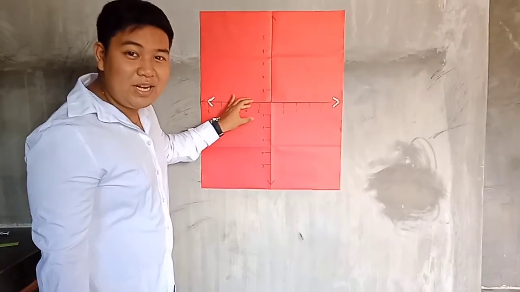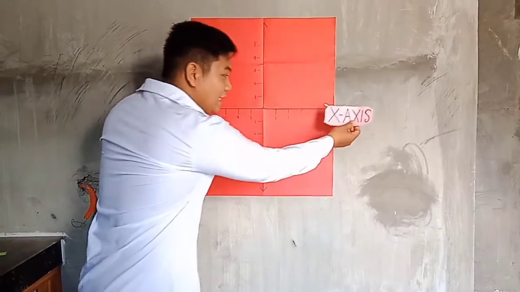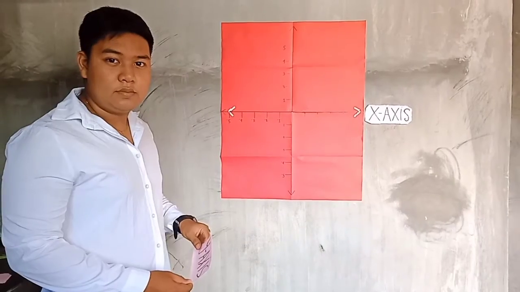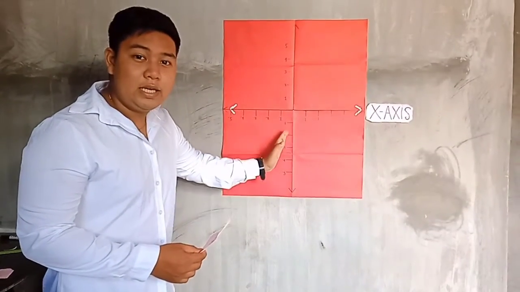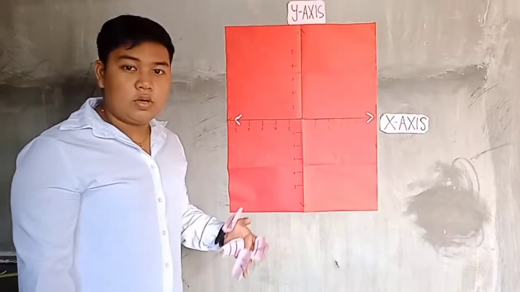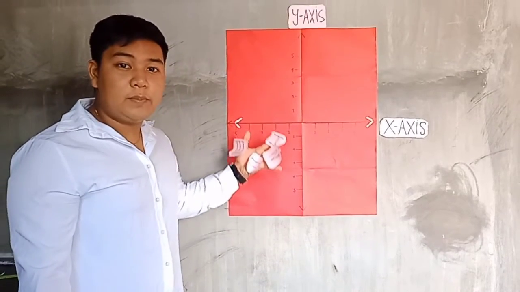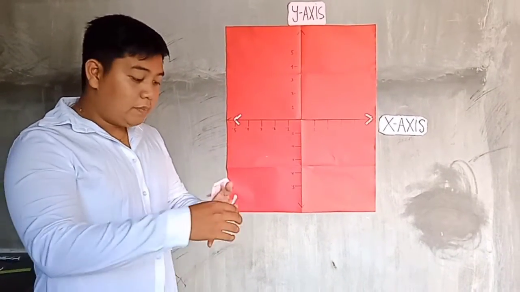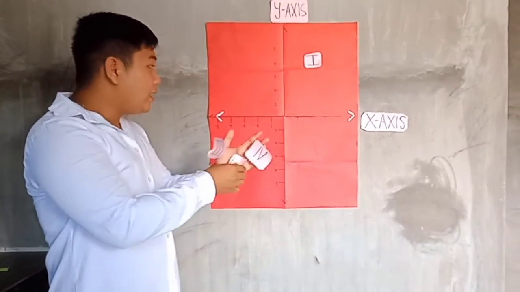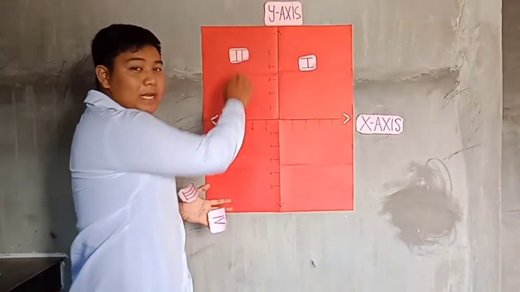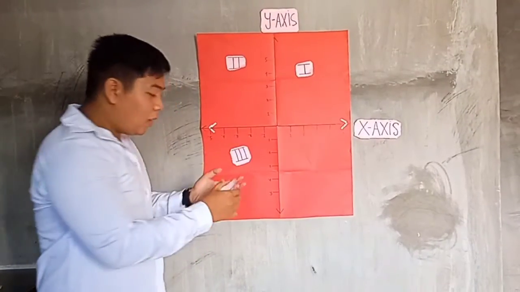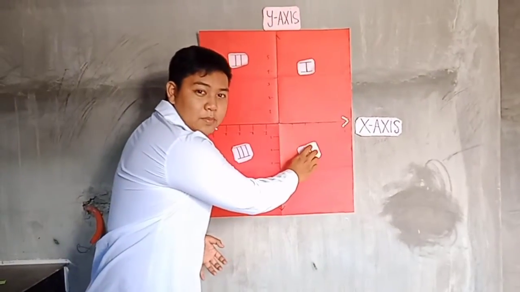The horizontal number line, we call the x-axis or abscissa. The vertical number line, we call the y-axis. Okay, class, listen. This Cartesian coordinate plane is divided into 4 quadrants. The first quadrant contains positive, positive. The second quadrant contains negative, positive. The third quadrant contains negative, negative. And the last quadrant contains positive, negative.